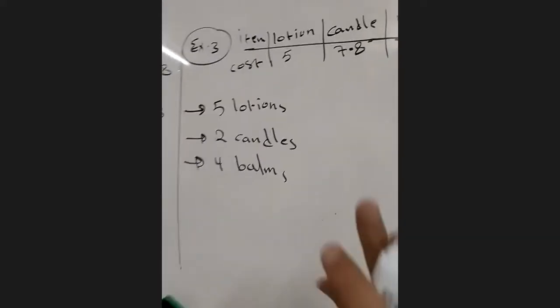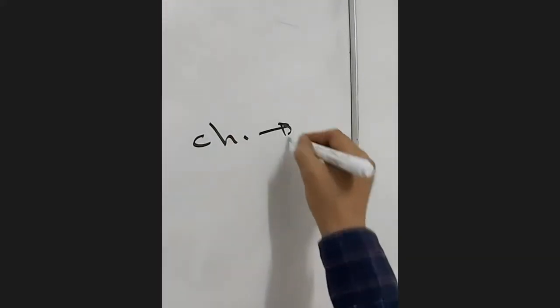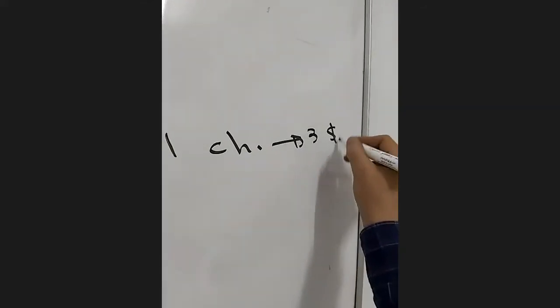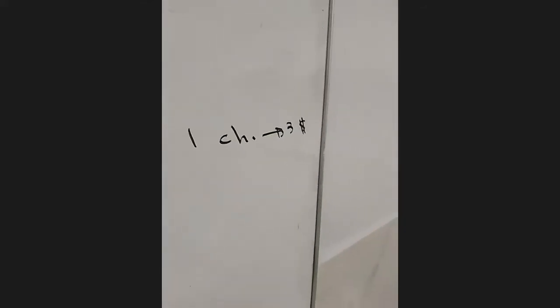Now, let's leave this example here and come with me, Marwan. If you want to buy something, look at Marwan. What do you like from the supermarket, Marwan? Chocolate. Let's say 1 chocolate, you can buy it for $3. Okay?